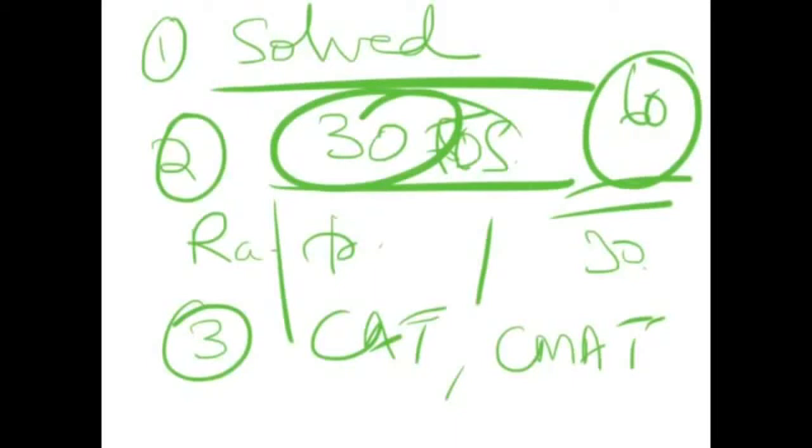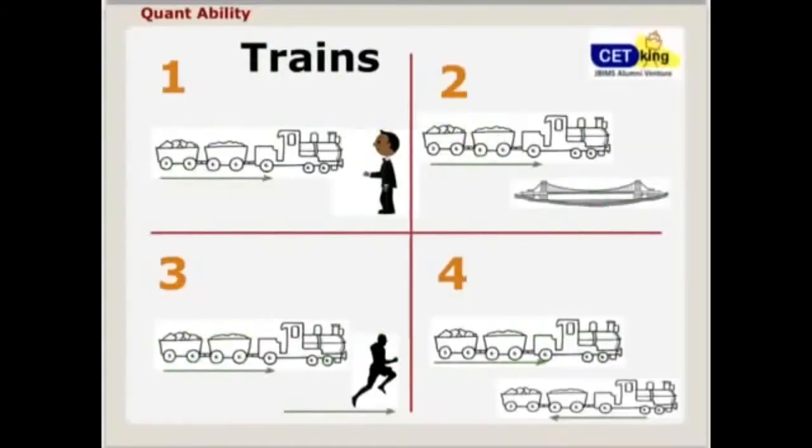Alright, now let's talk about other things. Let's talk about the shortcuts for time speed, because if you are attending my lectures, I don't teach any formulas and all. I normally teach the concepts, because knowing the concepts is more important than knowing the formula.